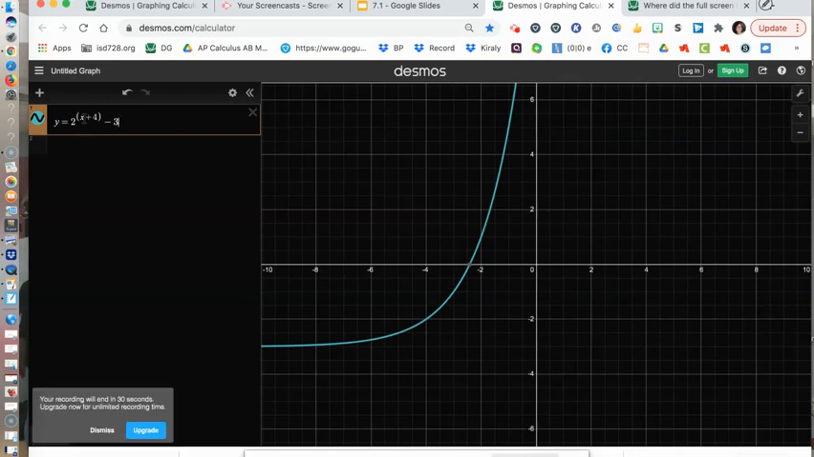What is the horizontal asymptote? It's this fence down here. It's controlled by this minus 3. So it's y equals minus 3 or negative 3.